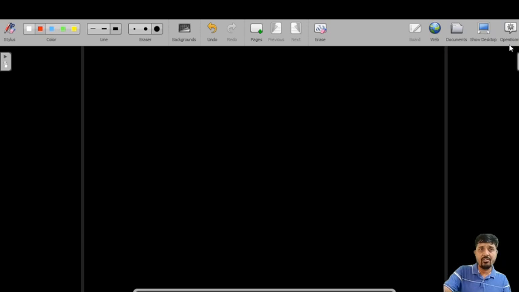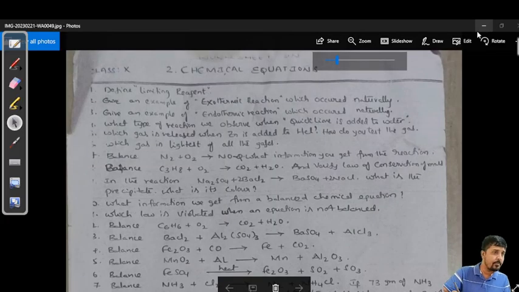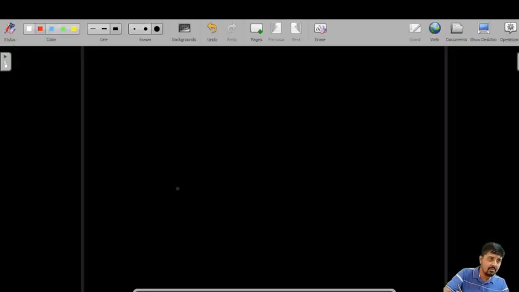Now we are going for the next question. What is that? C3H8 plus O2 gives rise to CO2 plus H2O, and verify the law of conservation of mass. Okay. So first of all, we will write the equation. So the equation is C3H8 plus O2 gives rise to CO2 plus H2O.